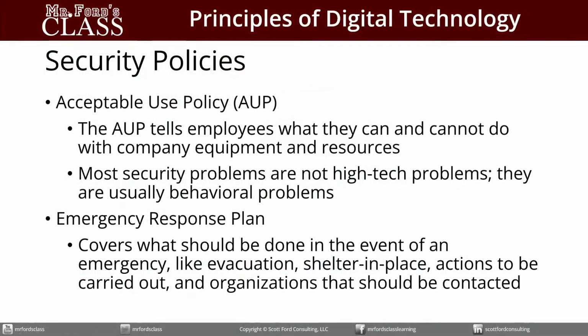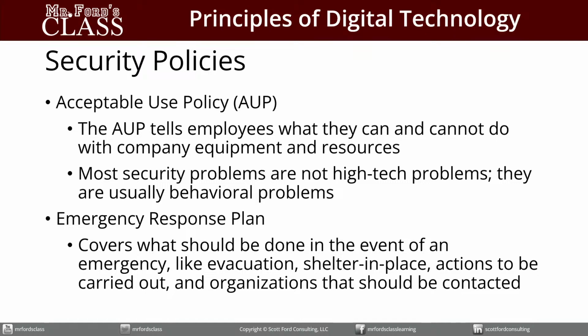We have things called acceptable use policies, AUPs. This stuff shows up on your ITF, your Tech Plus, and your A Plus exams. Your AUPs tell employees what they can and cannot do with company equipment and resources. Most security problems, like I said, are not high tech, but somebody's behavior. So acceptable use policies are: you can use this computer for this, but you can't go here.